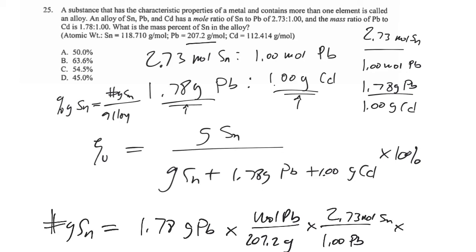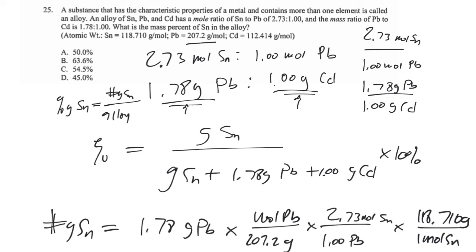Because I'm just using that mole ratio that was given, and now I can use the molar mass of tin. So one mole of tin contains 118.710 grams. So I'm just converting the given amount of lead within the sample that I'm considering: 1.78 grams of lead divided by its molar mass, going to moles of lead, multiplying by 2.73, and then times 118.71.